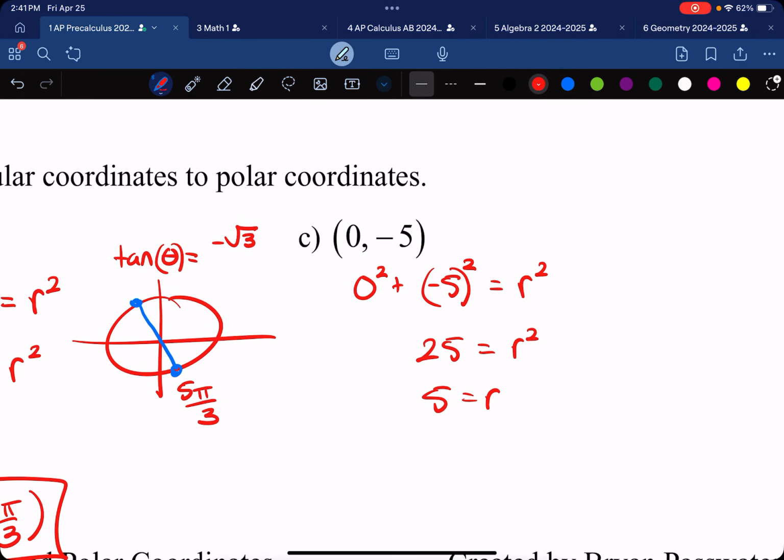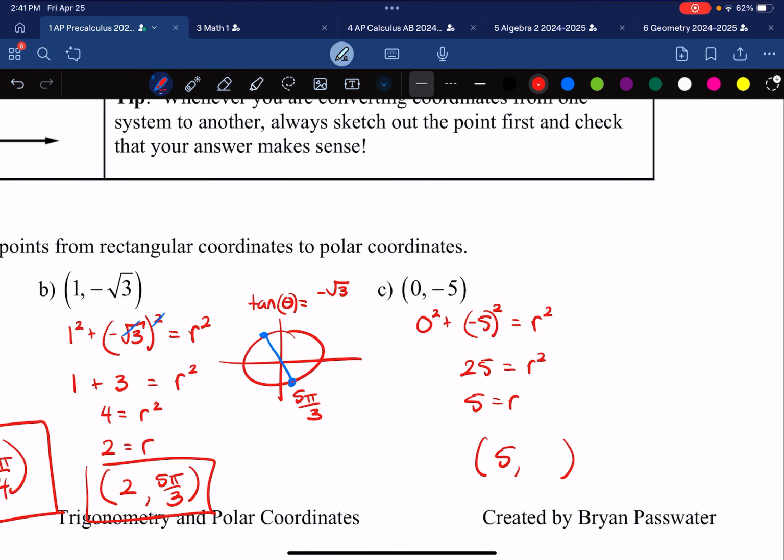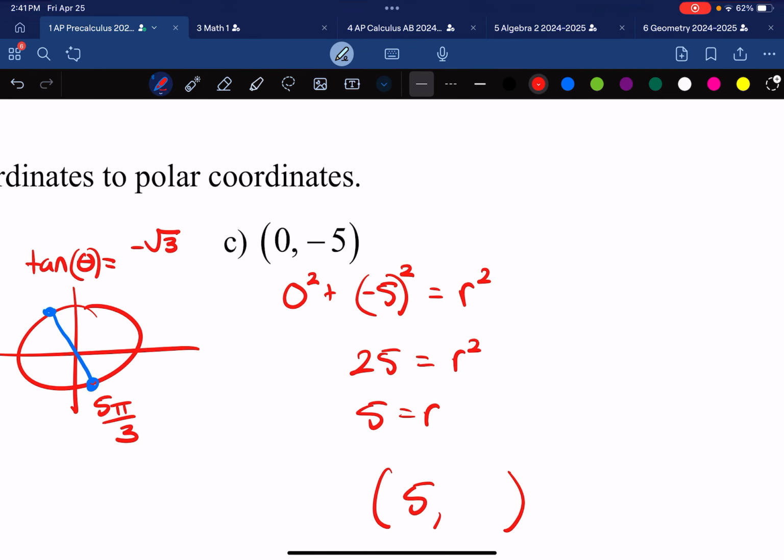My final answer is going to be down here. It's going to be 5 in some direction. And just logically speaking, where is this thing, right? You don't even need to really do inverse trig, but I will in a sec. If I'm going 0 to the right or to the left, I'm just going down 5. Going down 5 means I'm at 3 pi over 2. But let's say you didn't know that and you do it a different way.